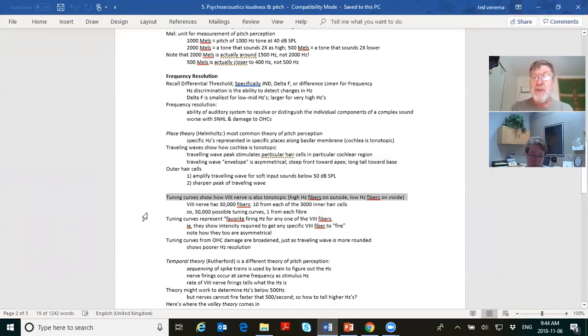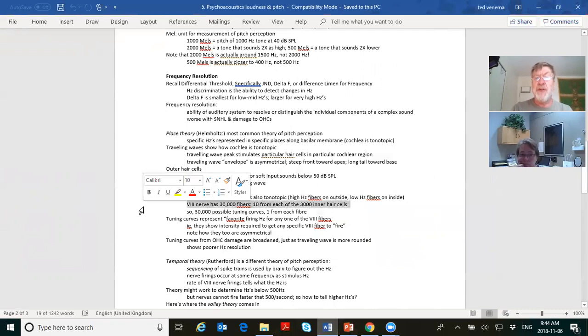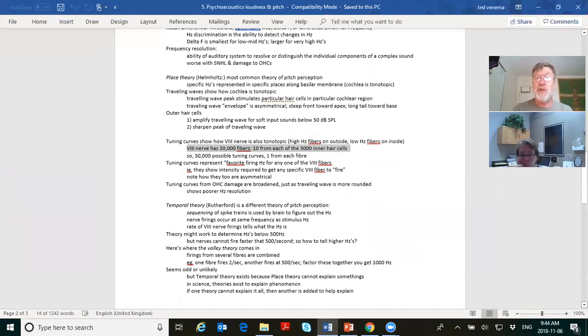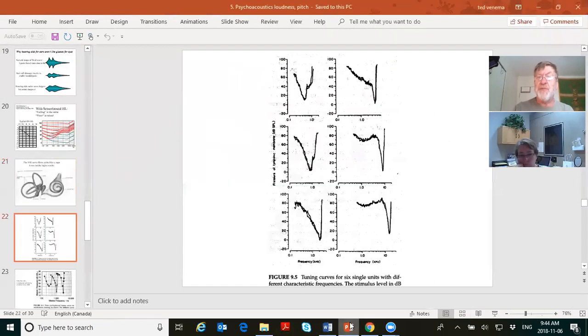Tuning curves show how the eighth nerve is also tonotopic. High frequencies on the outside, low frequency fibers on the inside. There's your numbers. Eighth nerve has 30,000 fibers, 10 from each of the 3,000 inner hair cells. Tuning curves represent the favorite firing frequency of any one of the eighth nerve fibers. They show the intensity required to get any specific eighth nerve fiber to fire. Note how they too are asymmetrical, just like the traveling wave is asymmetrical. And look at what happens with hair cell damage.